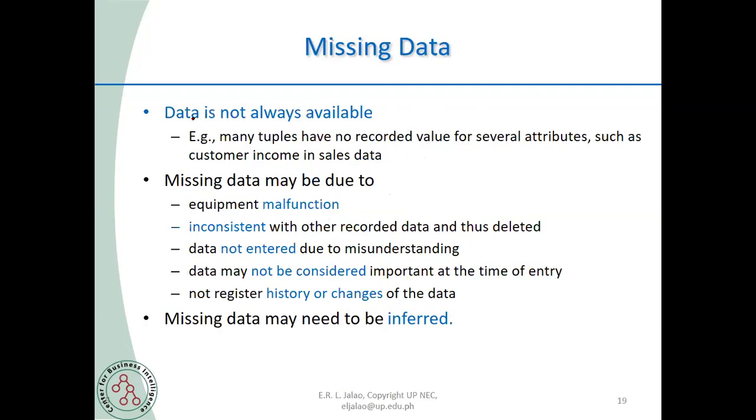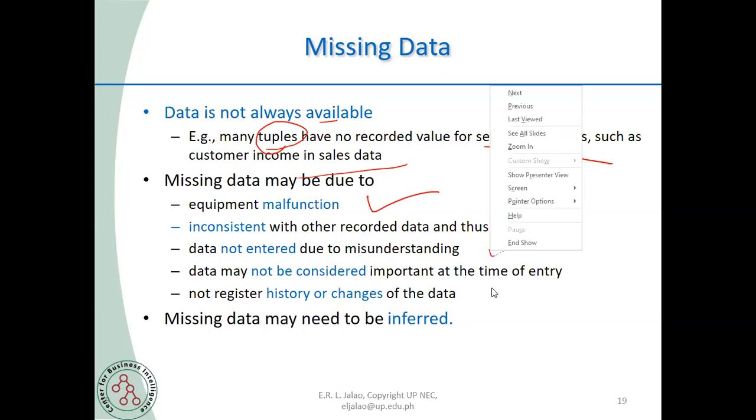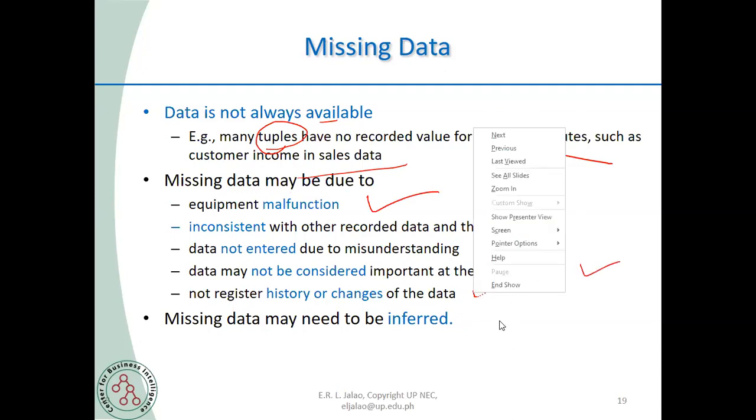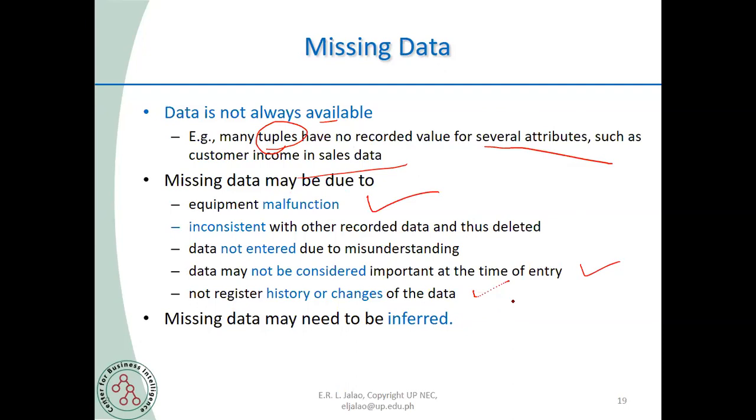So, missing data is not always available. Many tuples, when you say tuples that is records, have no recorded value for several attributes such as customer income and sales data. Missing data may be due to equipment malfunction, inconsistent with other recorded data, data not entered due to misunderstanding, data may not be considered important, not registered history or changes, or missing data may need to be inferred.